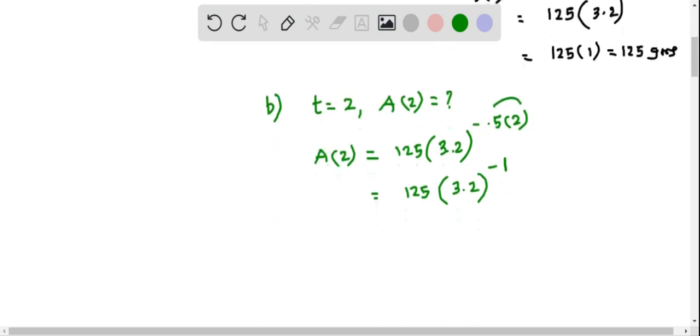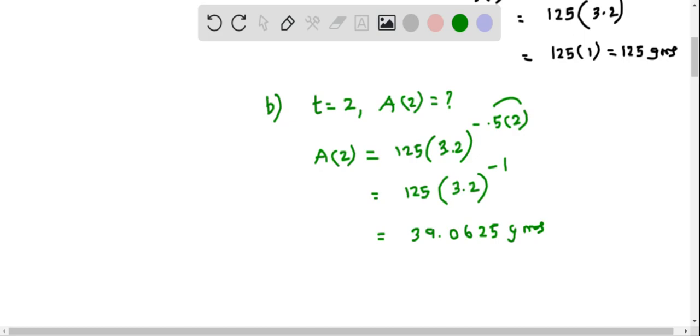We can plug this into the calculator, and when we do that, we get the value as 39.0625 grams. So this is the amount present after 2 months.